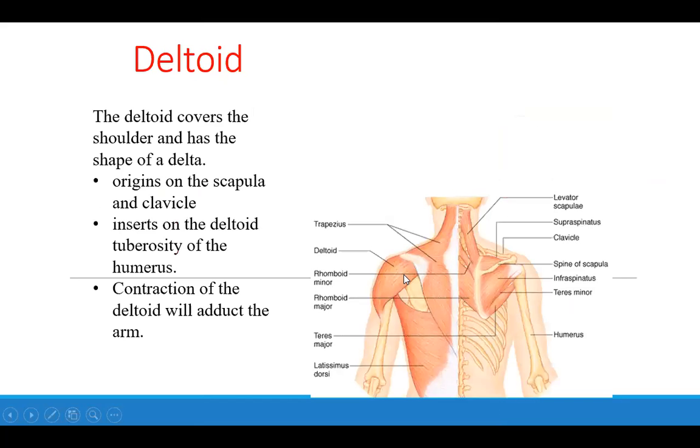So now, the deltoid muscle covers the shoulder. It originates on the scapula, and it inserts on the deltoid tuberosity of the humerus. It originates on the scapula and it inserts on the deltoid tuberosity. It allows us to move our arm out to the side. We can flex our arm out to the side. That's the deltoid. What's really important is that it inserts on the deltoid tuberosity.